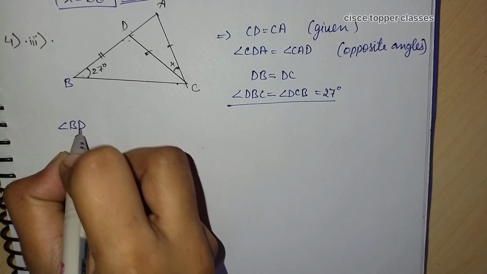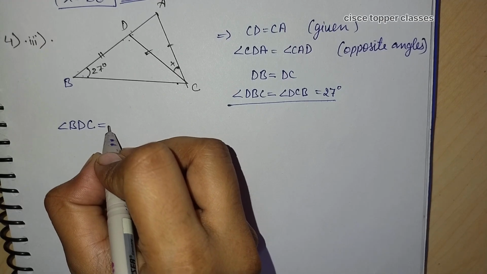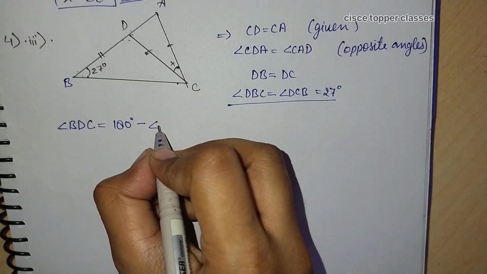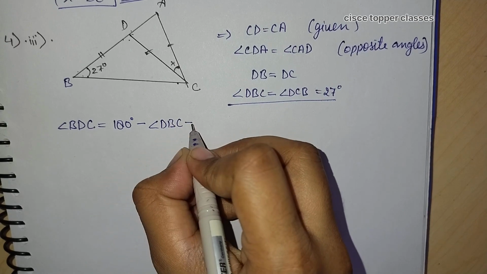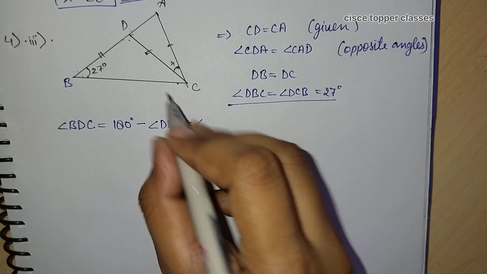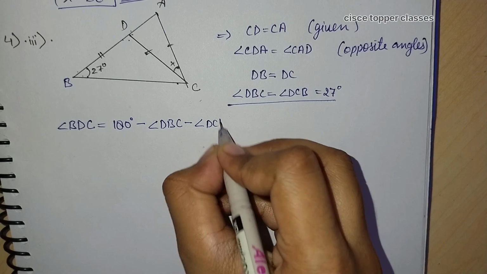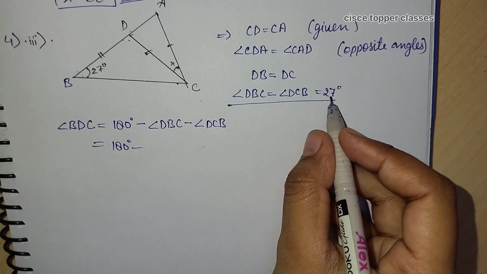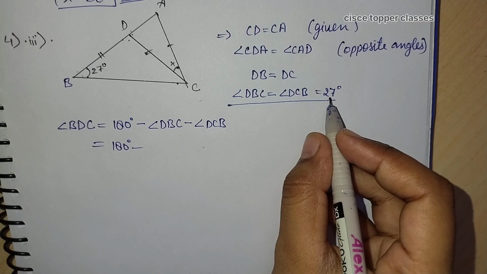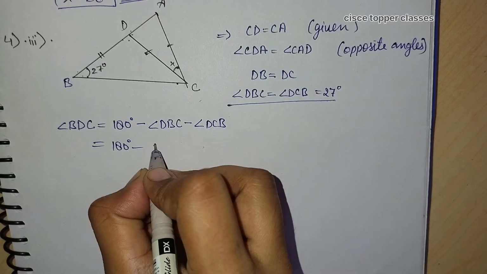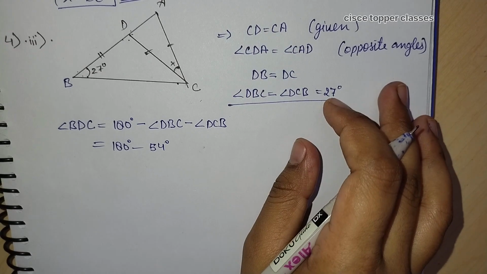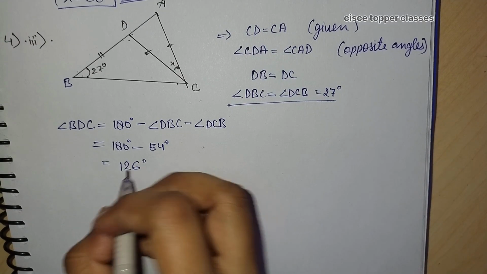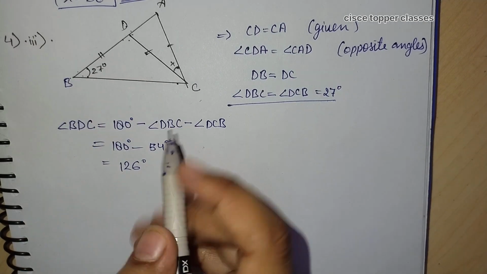So BDC is equal to 180 degree minus angle DBC, and minus again angle DCB. So we can write it as 180 degree minus 27 plus 27 here, 27 into 2 is 54. So 180 degree minus 54. So we can simply write here 126 degree is the value of BDC.